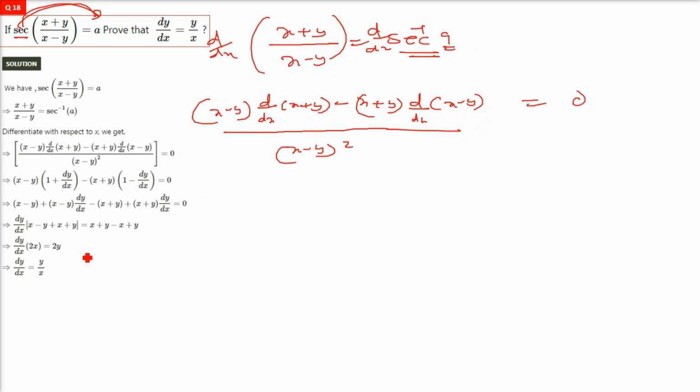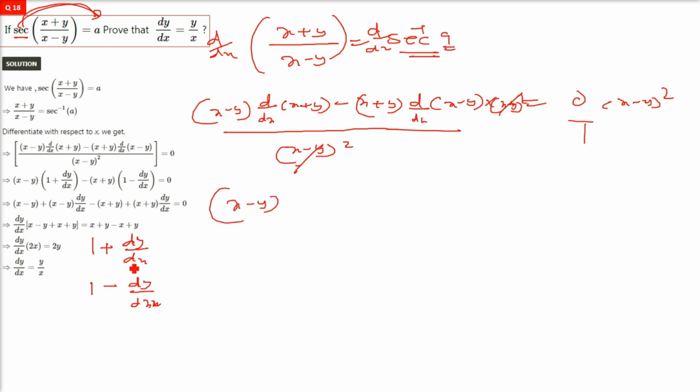X plus y differentiation is what? 1 plus dy by dx. X minus y differentiation is what? 1 minus dy by dx. Okay. So we have this x minus y. Both sides, let us multiply it by x minus y whole square, LHS, RHS. Or you can take the cross multiplication. X minus y whole square will be a goner. You can eliminate it. Only the numerator will remain.